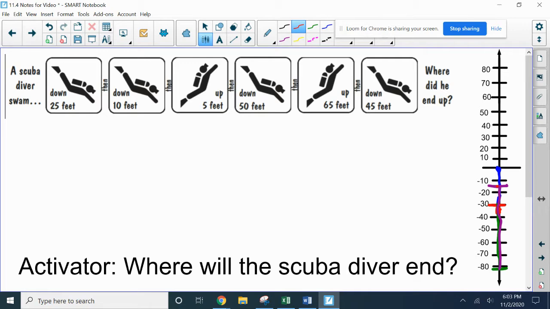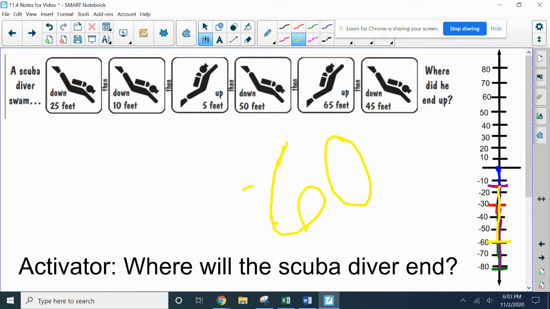So down, let me pick a color I have not used. I hope you can see this one. So down 5 at negative 20, and then 15, 20, 25, 35, and 45. So he's going to end at 60 feet below. Is that what you said?